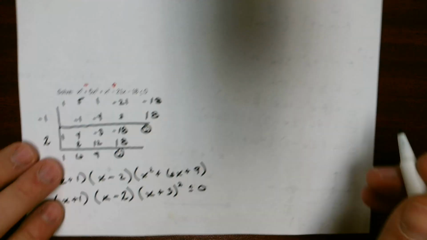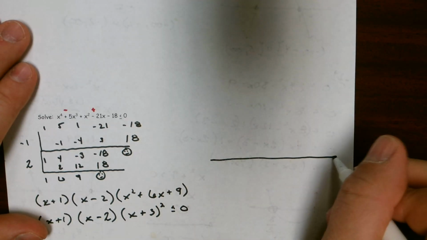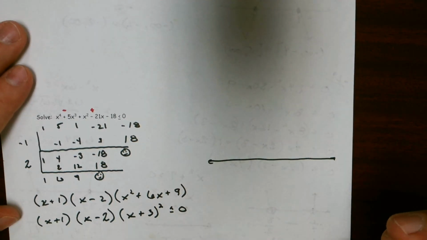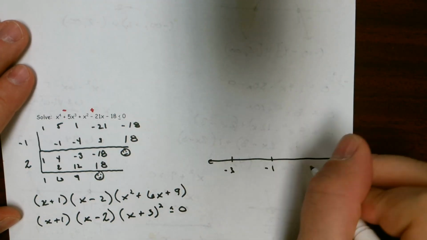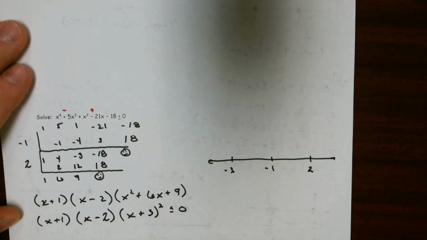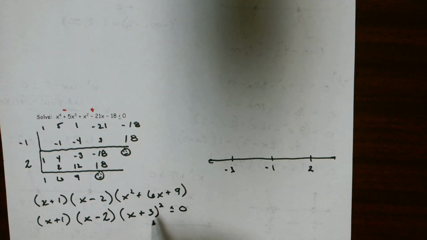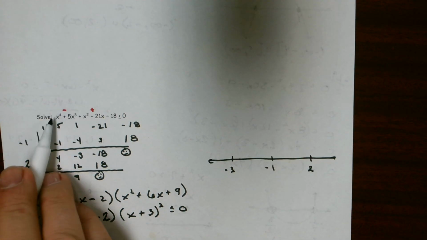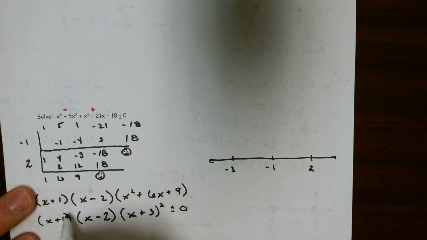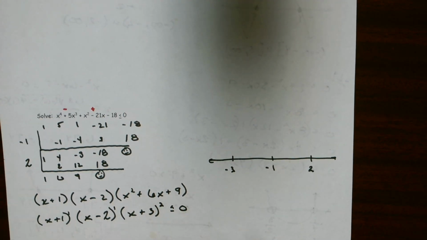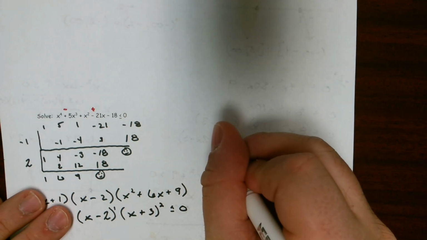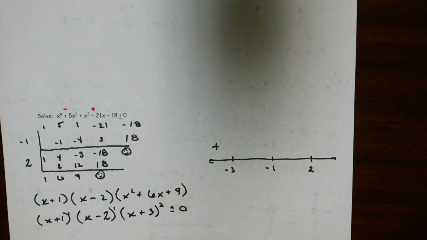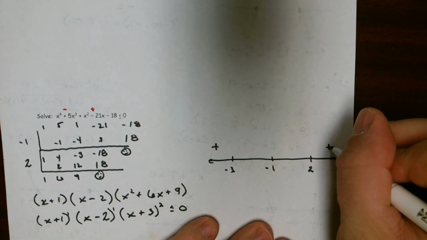Okay, so let's go ahead and draw a number line. And let's plot them. So we've got negative 3 is a 0, negative 1 is a 0, and 2 is a 0. Okay, notice we have a multiplicity of 2 on this 0 because it's a 4th degree polynomial. Makes sense. 1 plus 1 plus 2 is 4. Okay, so because it's a 4th degree polynomial opening up, I know that over here it's going to be positive. I know that over here it has to be positive.